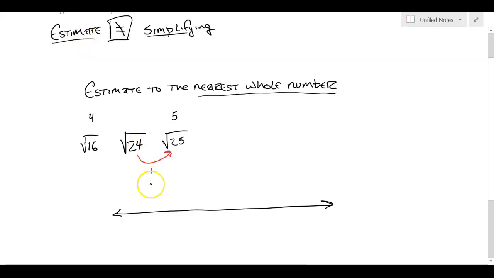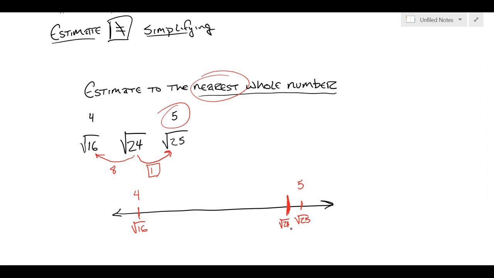So hopefully some of you can see this very quickly. 24 is 1 away from 25. 24 is 8 away from 16. So which is it nearest to? Much closer to 5. It's significantly closer to 5. And if you can't see that, we can look at it this way and say 4, 5. If this is the square root of 16, this is the square root of 25. 24 is going to be right about here. Square root of 24 is going to be right about there. It is significantly closer to 5 than it is 4.